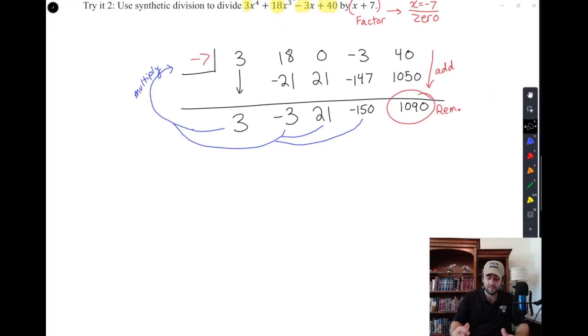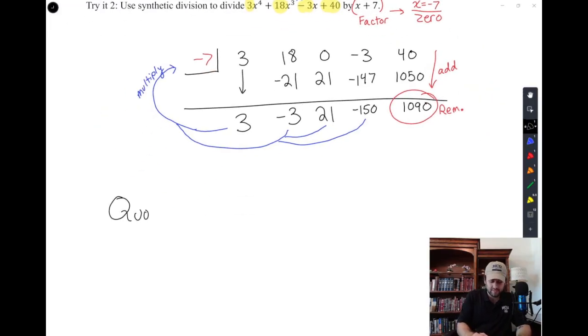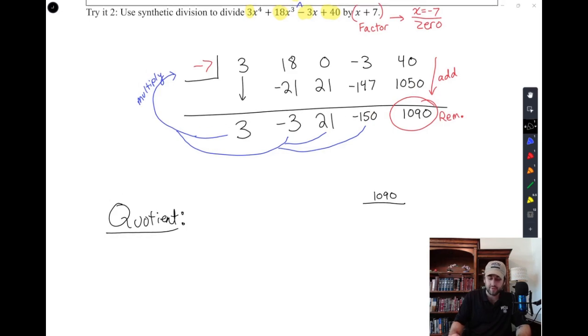And so how we're going to write our quotient is I like to start on the far end and write my remainder first. So I'm going to write 1090 over, again, we're going to use our divisor, which was x plus 7, plus, and then we're going to go grab our first term, and that's our constant.